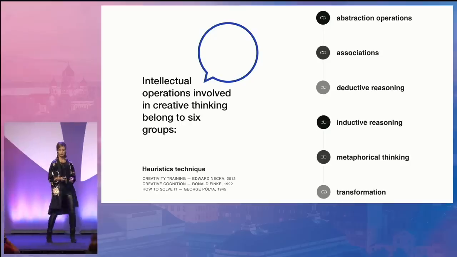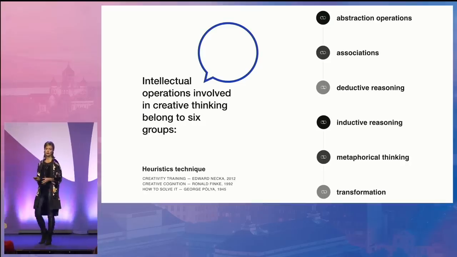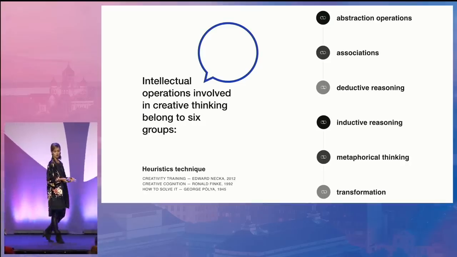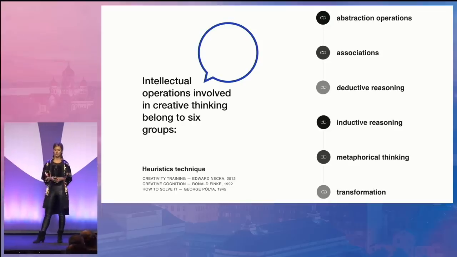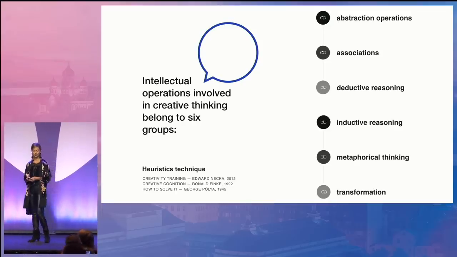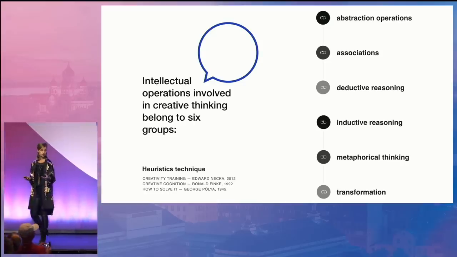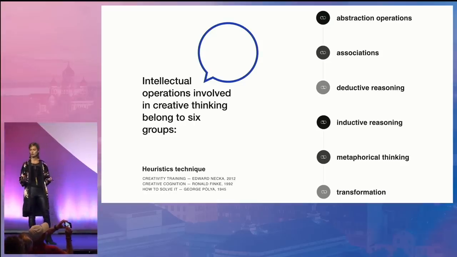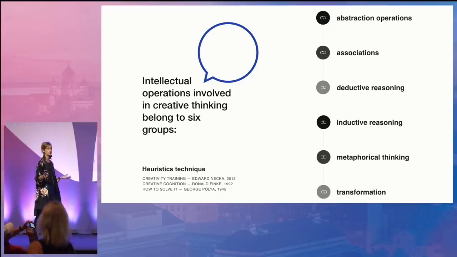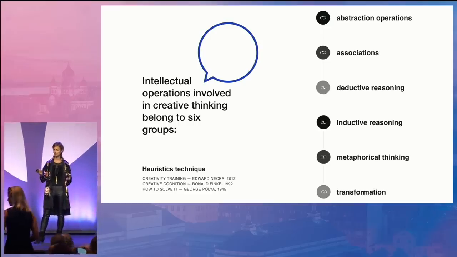So the intellectual operations involved in creative thinking actually belong to six groups. And that's abstraction operation, association, deductive reasoning, inductive reasoning, metaphorical thinking, and transformation. And so what we did today was trying to find association and analogy that not only create new pathways in your brain, but also help you to remember the other person's name.